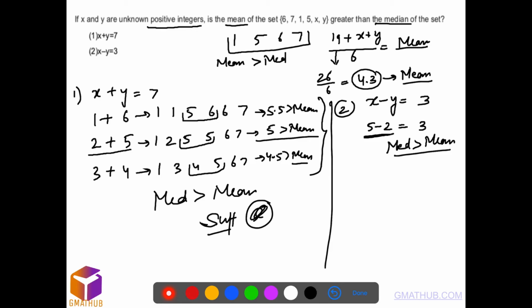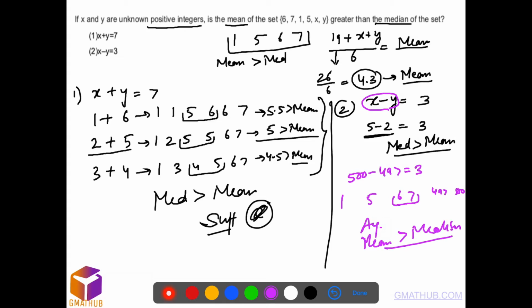Now, if you see another scenario in which x and y are really large numbers, like 500 minus 497. Because the difference is 3, there is no cap on the values x and y can take. In this case, the set would be 1, 5, 6, 7, 497, then 500. The median would be a small number, but the mean would be a big number, because the sum would be a big number. So in this case, the mean would be bigger than the median. So in one case the median is bigger, in another case the mean is bigger, so not sufficient. A will be our answer.